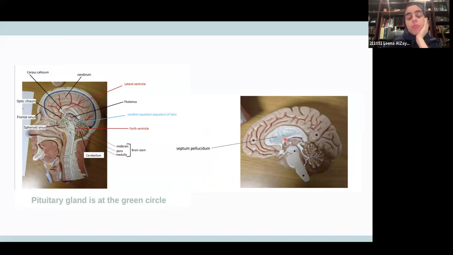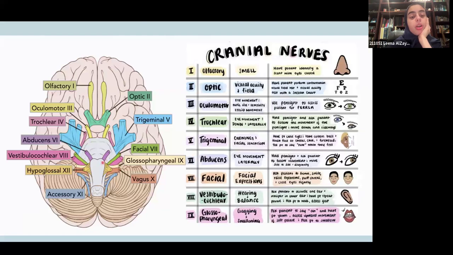The septum pellucidum is what divides the two lateral ventricles from each other. This is the septum pellucidum. I think this is enough. Okay. We talked about this, if you want a reminder: optic first, oculomotor, trochlear, trigeminal, abducent, vestibulocochlear, hypoglossal, accessory, vagus, plus pharyngeal. We're gonna go over them more in depth with their functions.